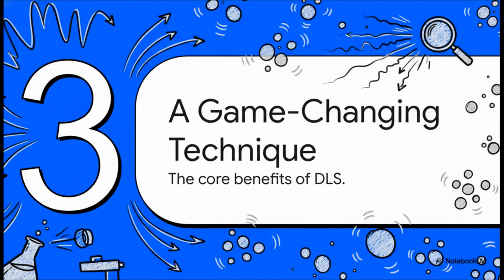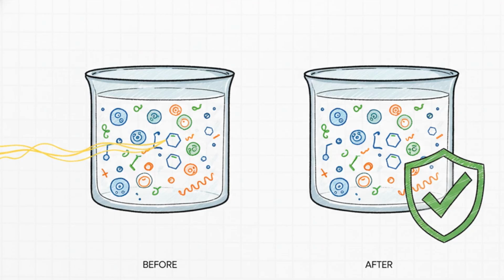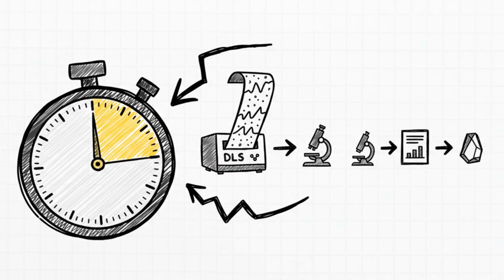So we know what it is, but why is it such a game changer? Let's break down the core benefits that have DLS as an essential tool in labs all over the world. First and foremost, it's non-destructive, and this is huge. It means you can analyze your sample without changing it or damaging it in any way. When you're working with something precious, or maybe a really sensitive biological sample or a complex drug formulation, this is absolutely essential.